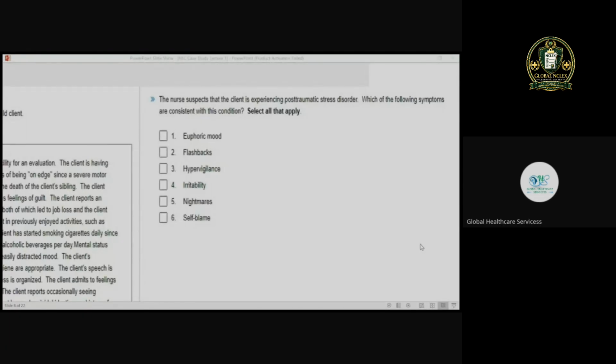They are not going to cope with any situation. They will get frustrated over simple, small things. Then there are nightmares, flashbacks and nightmares. This is also the hallmark sign of post traumatic stress disorder. Self blame, that this happened due to me. He is in a loop of blaming himself. Okay. So 2, 3, 4, 5, and 6 are all right answers except euphoric mood. All clear?